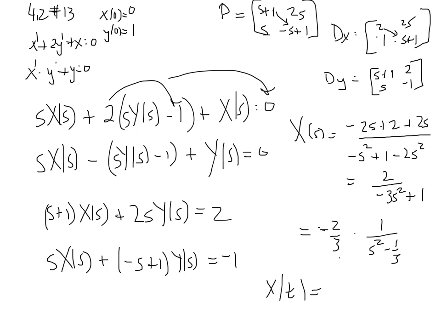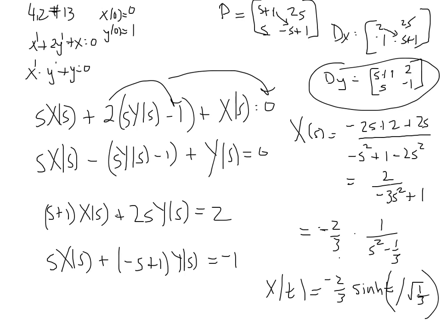So I can do the inverse Laplace transform of that now. X of t is minus 2/3, and that fits into the hyperbolic sine form. So that's hyperbolic sine t over the square root of 1/3. All right, you'd have to repeat to do the same thing for y. Find the determinant of d sub y, and then the determinant of d you already know, and then do the inverse Laplace transform. Okay, hope that helps with that one.